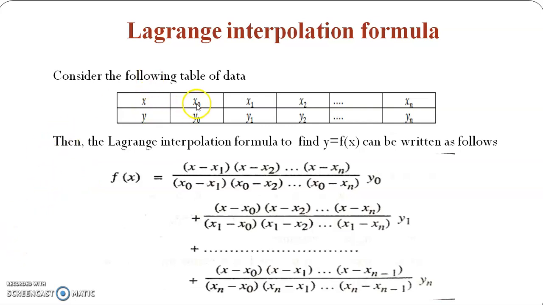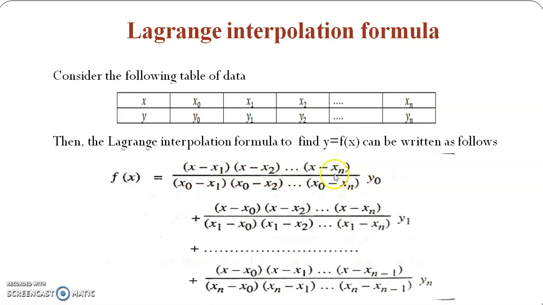Right? When x equal to x0, corresponding y value is y0. Similarly, when x equal to x1, corresponding y value is y1. When x equal to x2, corresponding y value is y2. Likewise up to xn, yn. Then the Lagrange interpolation formula to find the value of y equal to f of x, that is to find the value of y, can be written like this. So y or f of x both are same here, right?